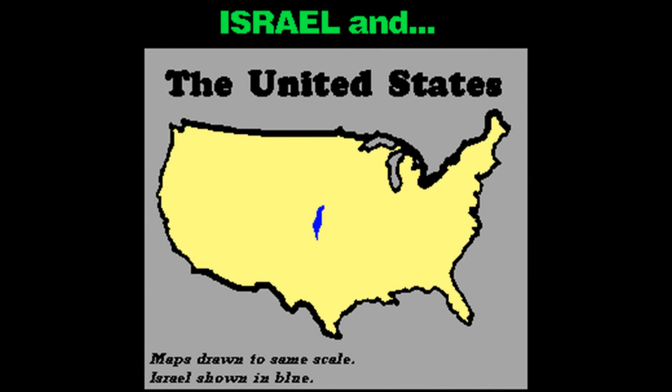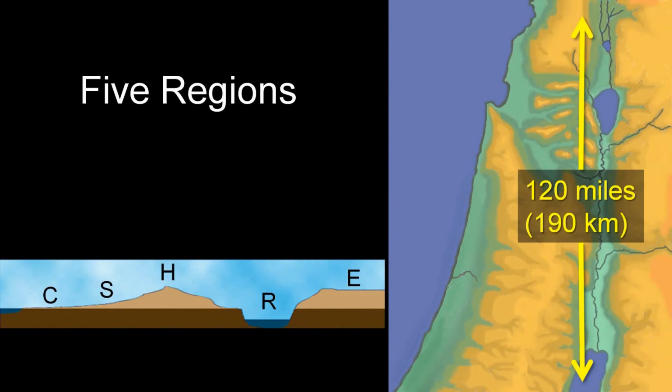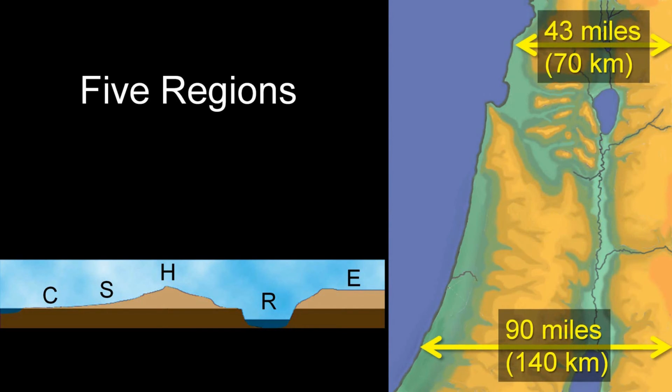All of this fits in a small area. Modern Israel, which is about twice the size of this map, is only the size of New Jersey in the United States. The entire north-south length of this map is only 120 miles. That's 190 kilometers. The width east to west at the top of the map is only 43 miles, about 70 kilometers. What's 40 miles from where you live? The width at the bottom of the map is only about 90 miles, 140 kilometers.